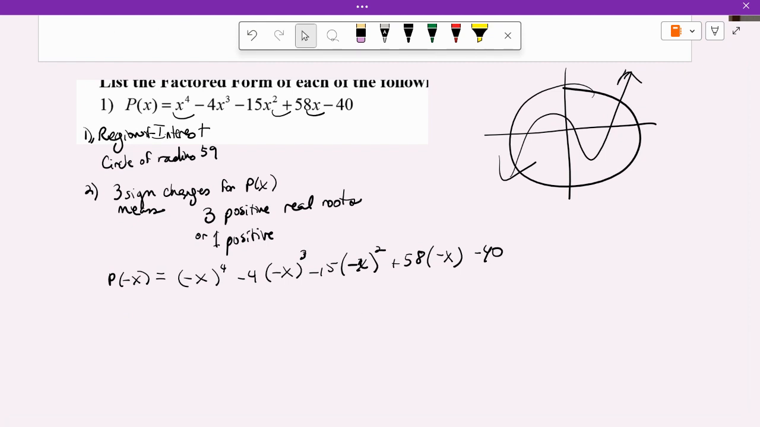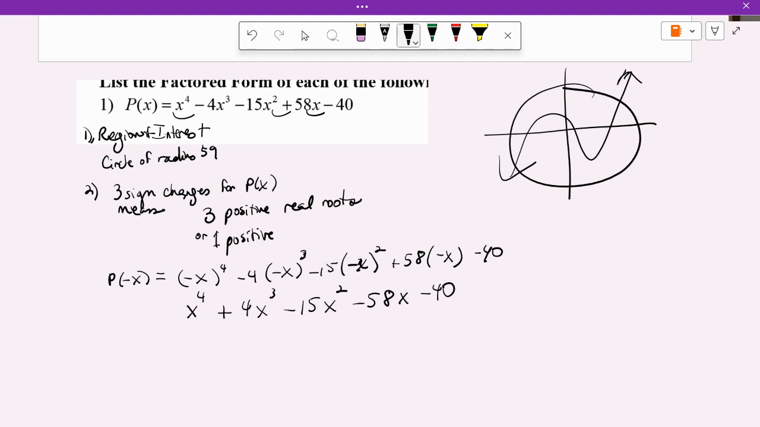So negative X to the 4th power will be positive, won't it? And then negative X to the 3rd power will be negative, and a negative times negative 4 ends up being positive, doesn't it? Stay with me. And a negative X squared is positive, so that stays minus 15X squared. And that becomes negative 58X, and that's minus 40. Okay, so now we found P of negative X, and we're going to count the number of sign changes again.